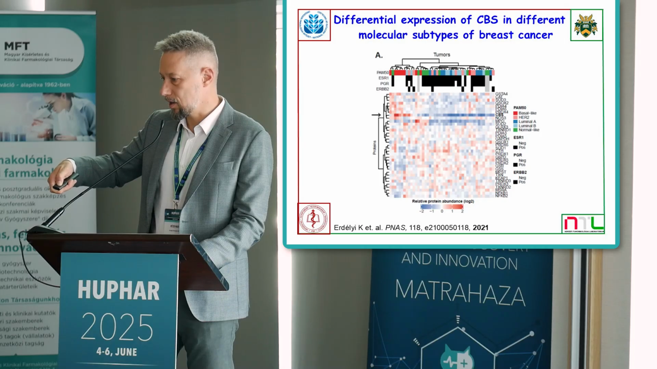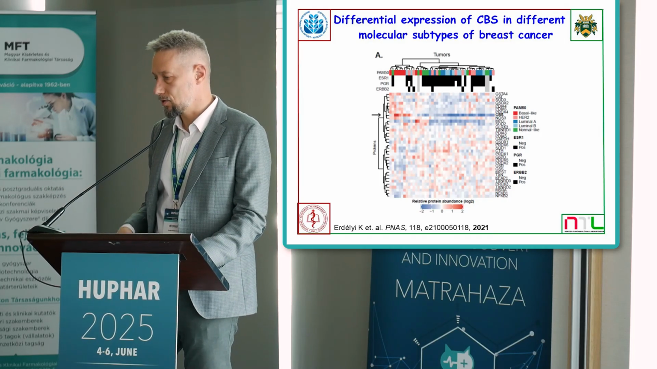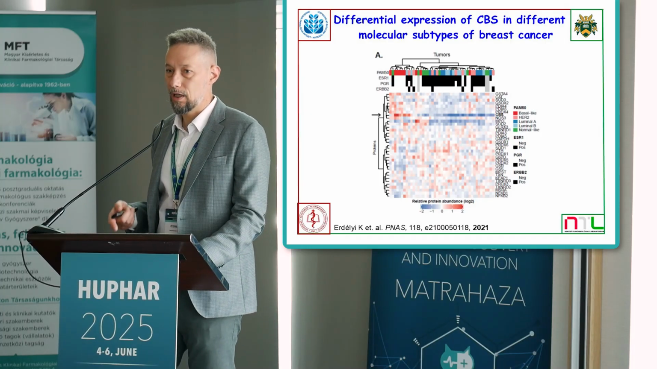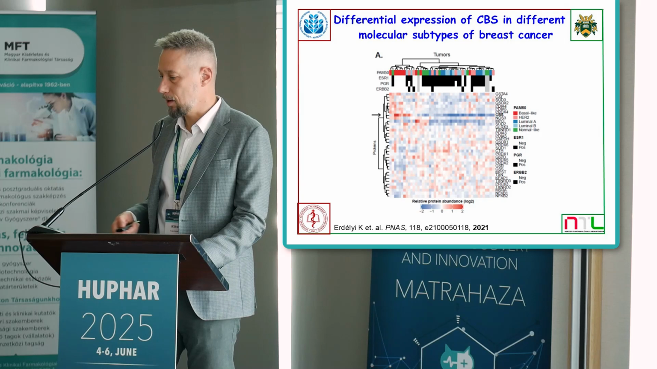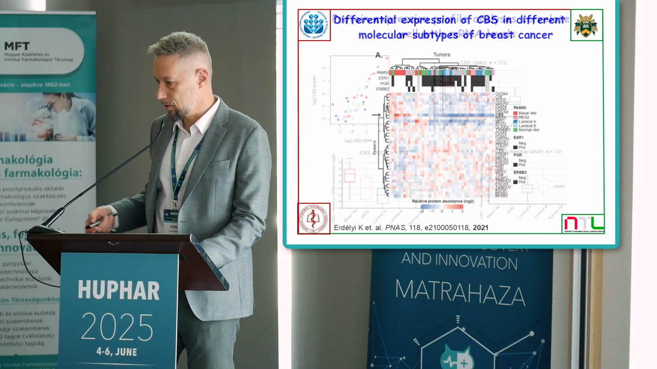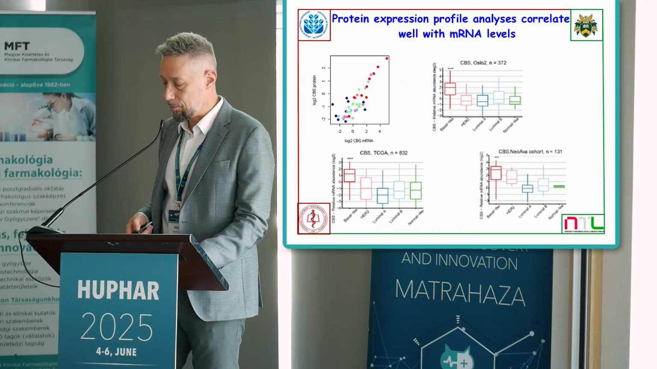These are basal-like breast cancer tumors, and here it is downregulated. These are the luminal type of breast cancers. Basal-like breast cancers are typically triple-negative breast cancers. This is the most aggressive subtype of breast cancers, where treatment options are very limited.